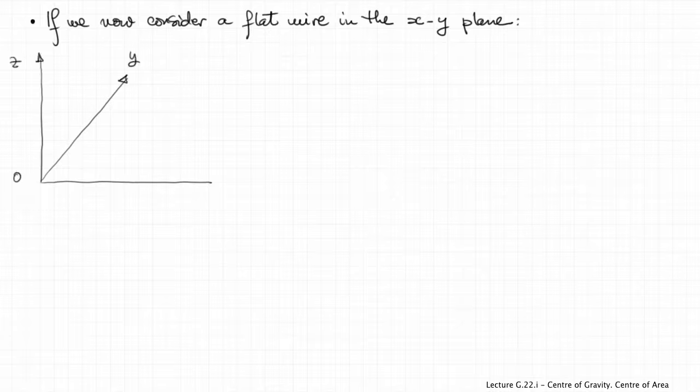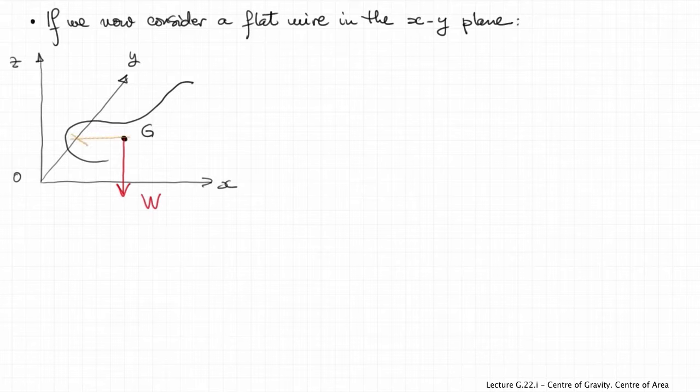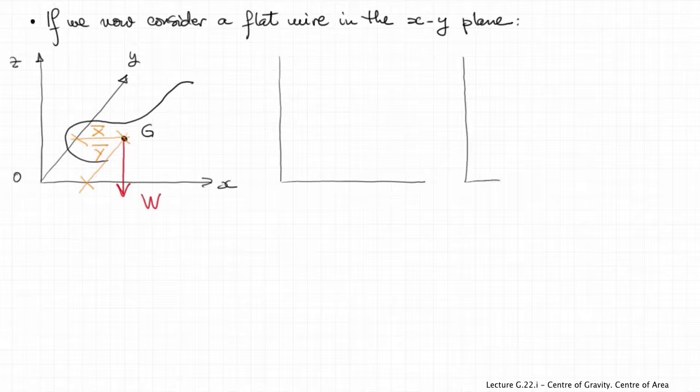And again, let's look at the wire in the three-dimensional space, but the wire is flat. It lies again in the XY plane. And the weight force would act at a point like G, and would have coordinates capital X and capital Y. And you can see the situation is somewhat similar to the one described previously for the plate.